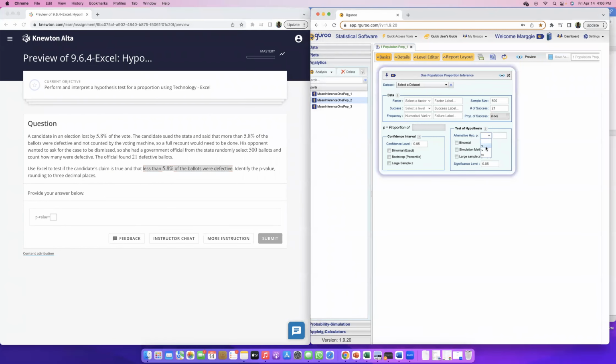So less than means that we're going to choose less than 5.8%. We always need to change the percentages to decimals because we're talking about proportions. So 5.8% as a decimal is 0.058. We are going to use a large sample Z for our proportions. It's the same as we do for the confidence intervals.